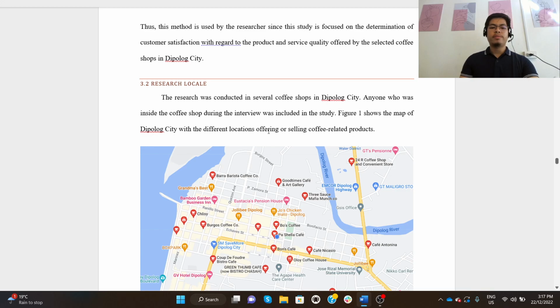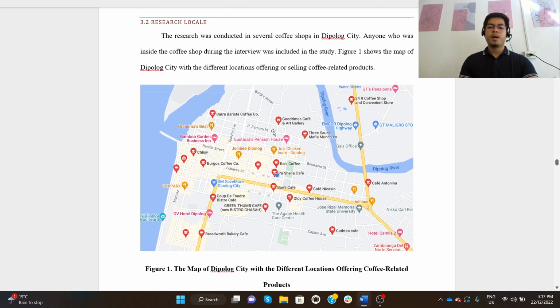And we have heard research local. So I have the map of Dipolog City, and you can see in this map, I think not all, but most of the coffee shops or coffee stores in Dipolog City. And then we have here also the 5 coffee shops that I selected for this research.